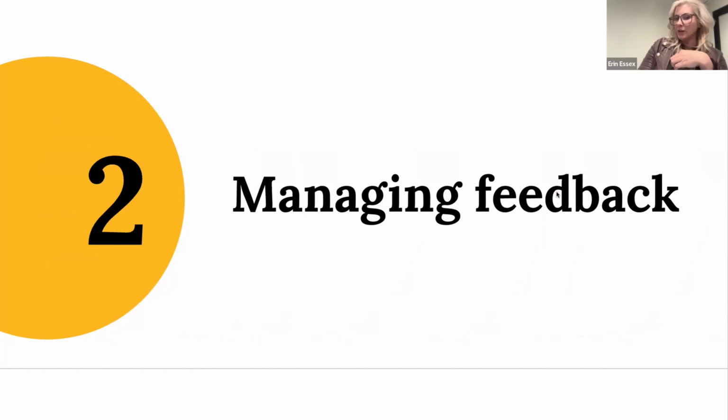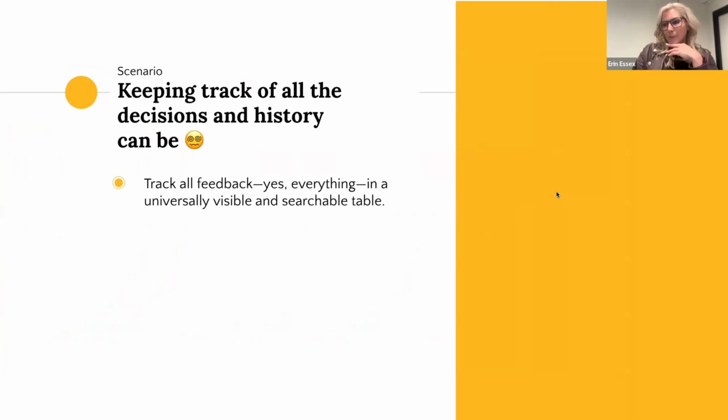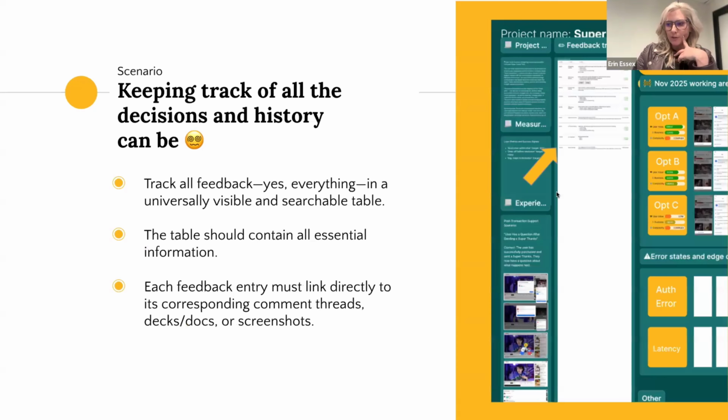Okay, so I'm going to get into managing feedback. So this is a heavy one. But the scenario here is keeping track of all your decisions in history can be, yeah, it's a lot, especially because some of my projects, like I said, can take a year to fully get across the line. So I do track feedback on absolutely everything that is said, just because I want it to be available to everybody and searchable. And so there's a table of information that I provide, and everything has a link out, or there's a visual that represents what we're talking about.